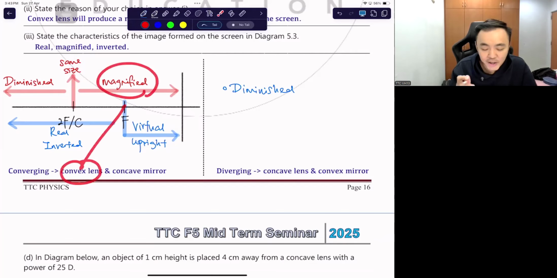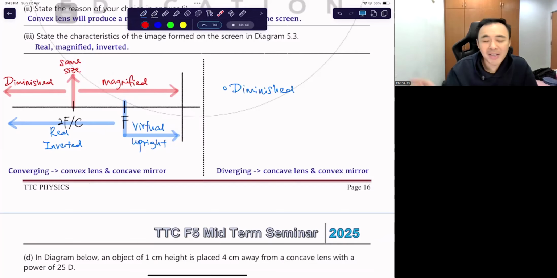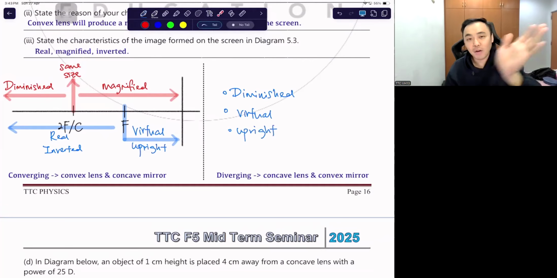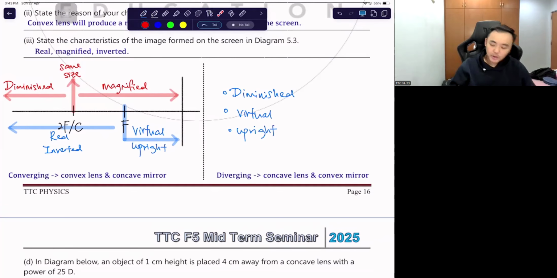So how do I know the projector is a convex lens? Because of this: a magnified image can only be produced by a converging lens. Second, a diverging lens image will always be virtual, and virtual goes together with upright. So if you see diminished, there is no need for all the shortcuts. Diminished, virtual, upright: one and only one answer for diverging.